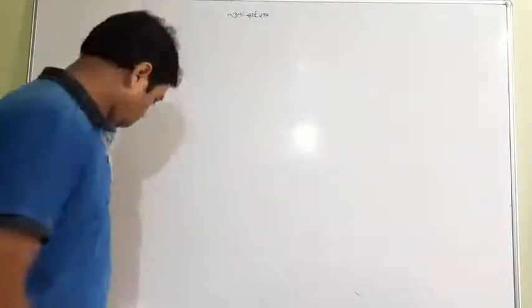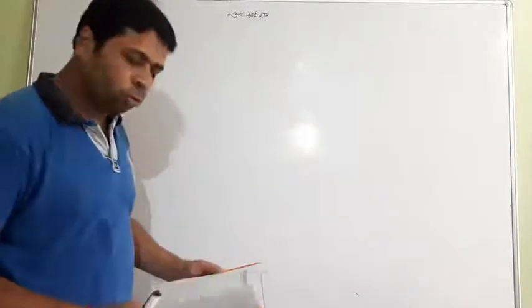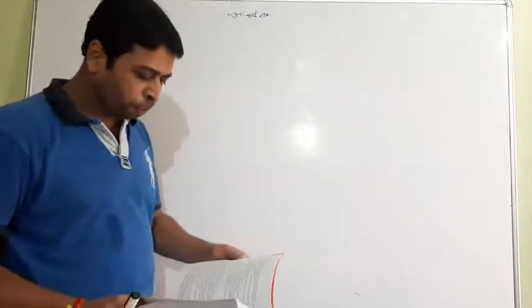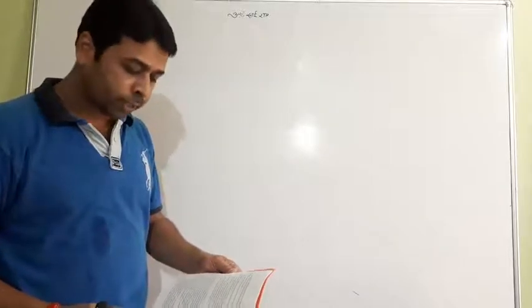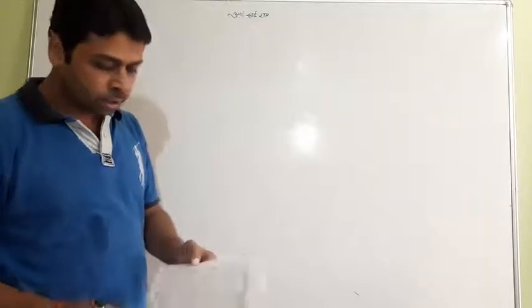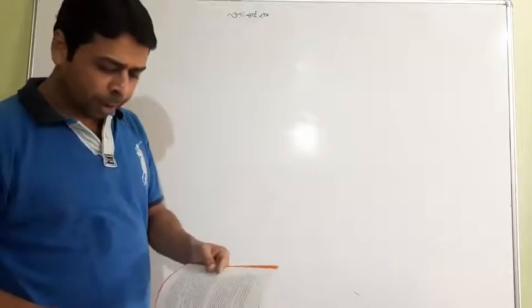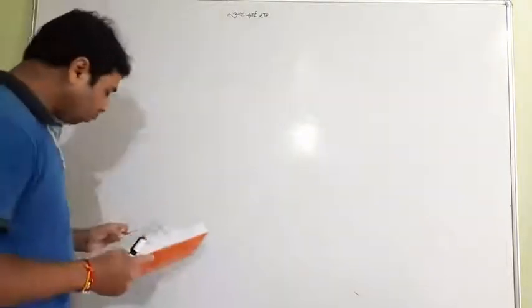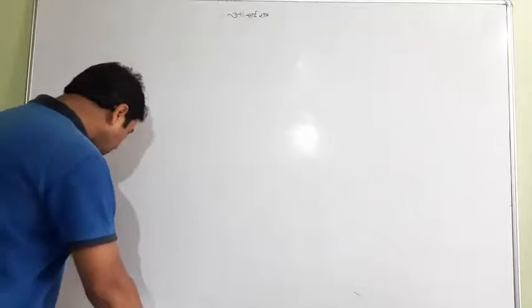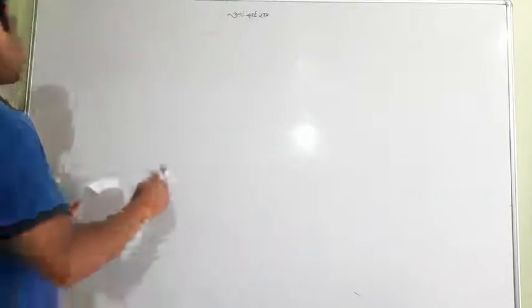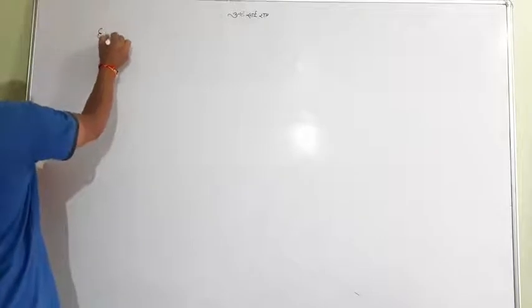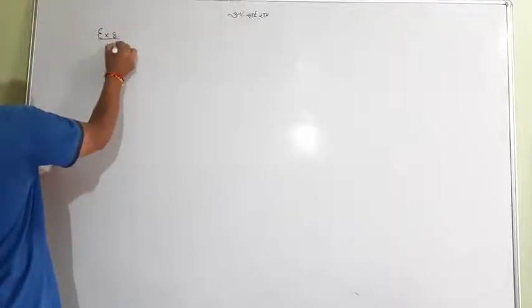Morning students. Yesterday I told you the types of sets: finite set, infinite set, equal set, and empty set also. Now we will see some examples of that kind. One question is being good. Example 8.